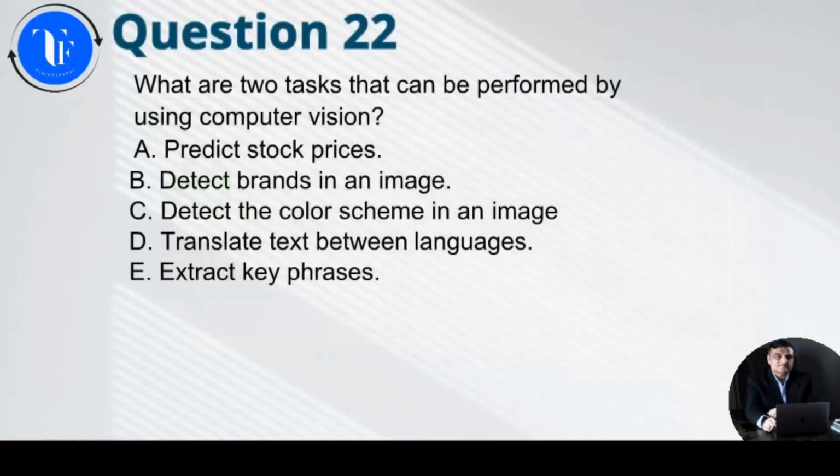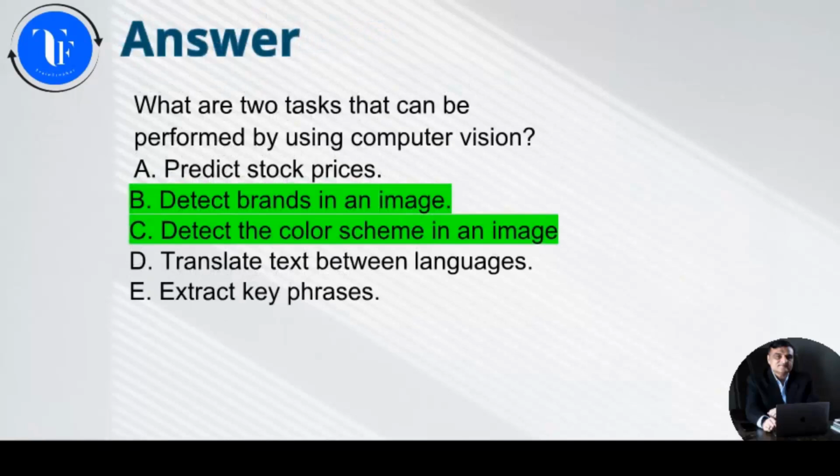Question 22. What are two tasks that can be performed by using computer vision? Predict stock prices. Detect brands in an image. Detect the color scheme in an image. Translate text between languages. Extract key phrases. Answer is B. Detect brands in an image. C. Detect the color scheme in an image.